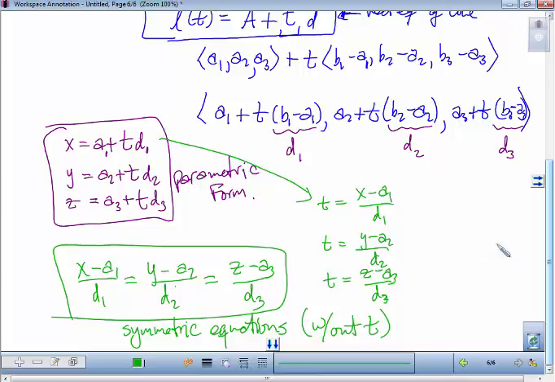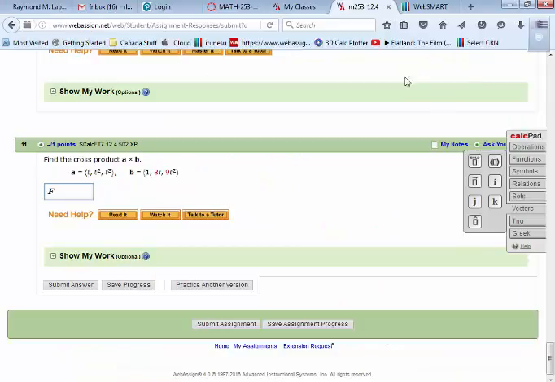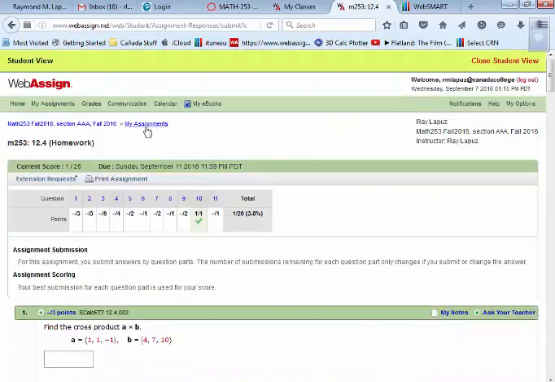So those are the 3 forms of an equation. And let's just see if we could actually do an example from your homework.